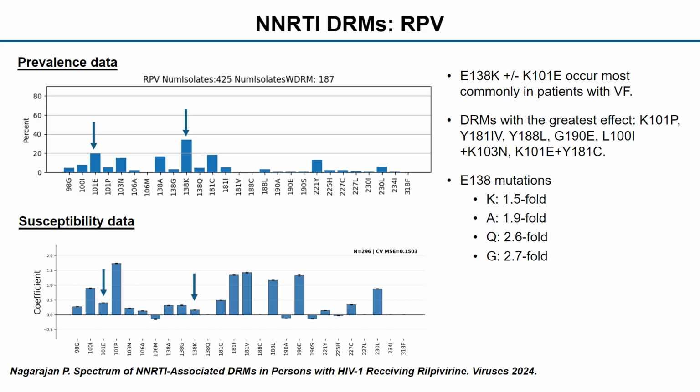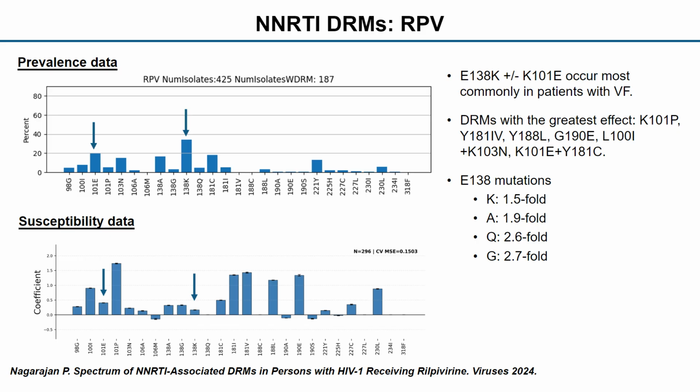Rilpivirine has a low genetic barrier to resistance. The two most commonly selected mutations, E138K with or without K101E, are typically associated with just 2 to 3-fold reductions in susceptibility. Other mutations with much larger effects on susceptibility occur, but they are less common.